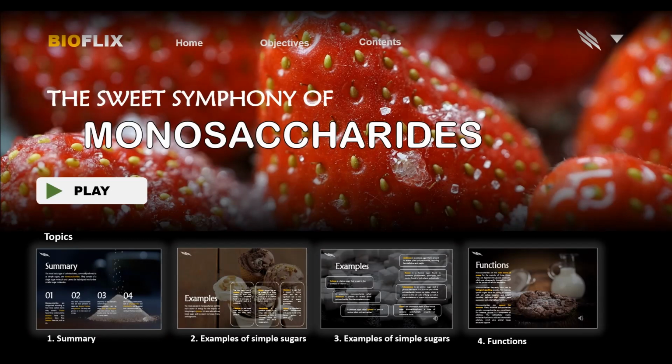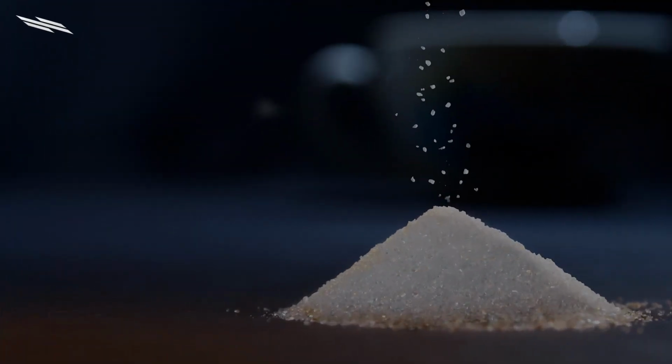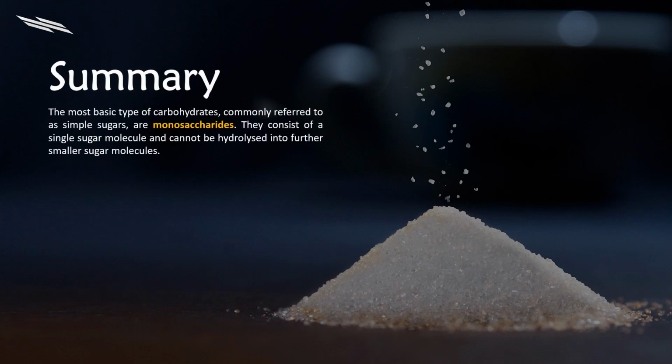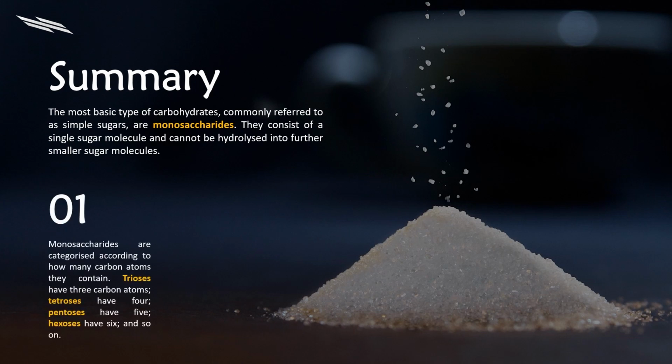Today we will simply discover the monosaccharides, so that we will know about examples of monosaccharides with their functions. The most basic type of carbohydrates, commonly referred to as simple sugars, are monosaccharides. They consist of a single sugar molecule and cannot be hydrolyzed into further smaller sugar molecules. Typically, monosaccharides are categorized according to how many carbon atoms they contain. Trioses have 3 carbon atoms, like glyceraldehyde, tetroses have 4, pentoses have 5, hexoses have 6, and so on.